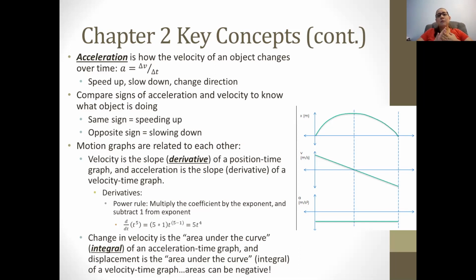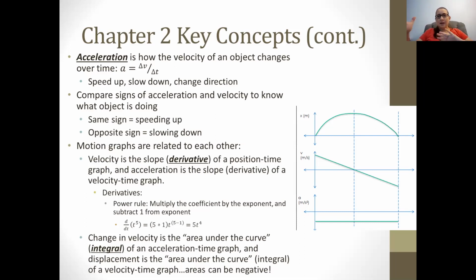And there are really three ways that an object can accelerate. It can speed up or slow down because that changes the magnitude, or it can change direction because that changes the direction, right? And acceleration and velocity are both vectors. Magnitude and direction are important. So those three ways are the ways that we can accelerate: speed up, slow down, or change direction.